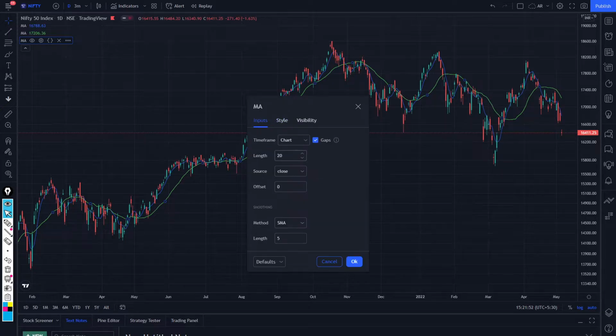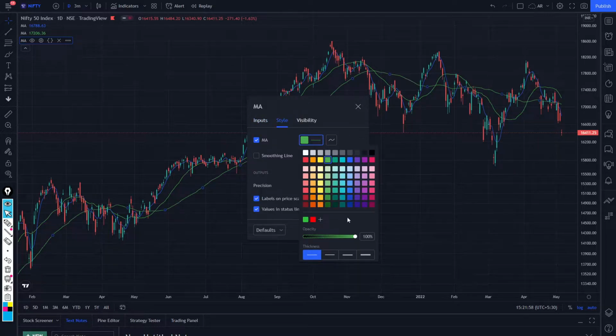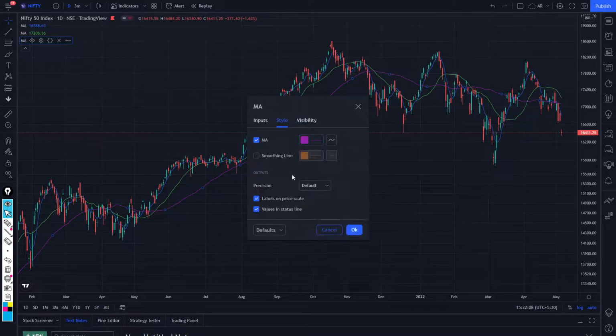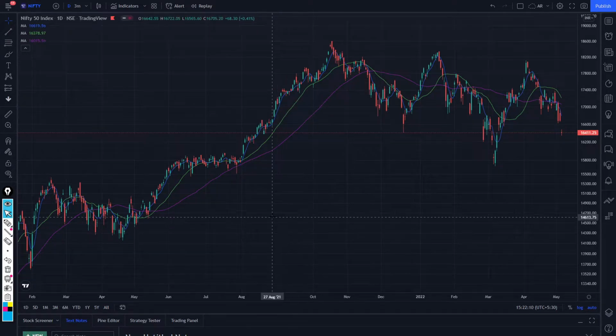Will input, we can put 50 period moving average. Style, I will put like pink or purple or anything you like. It depends on you. Okay, so it's like this. Color coding is depending on your own preference.